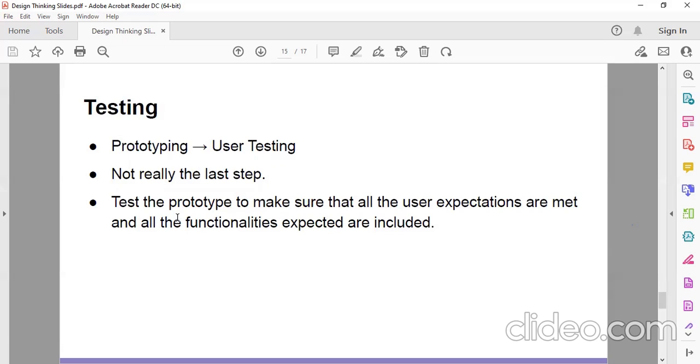So you test the prototype to make sure that all the user expectations are met and all the functionalities expected are included, right? So here I have given a point, not really the last step. Why is that? I have already told you that this design thinking process is not a linear one, right? Sometimes this testing might lead you to the previous phase of the design thinking again.